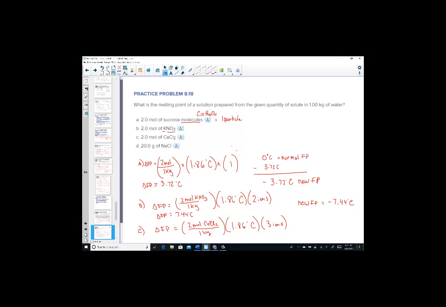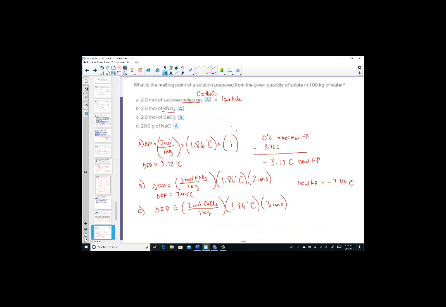And that is 11.16, isn't that? Is that what you got as well? 11.16. So therefore, the new freezing point would be negative 11.16 degrees Celsius.